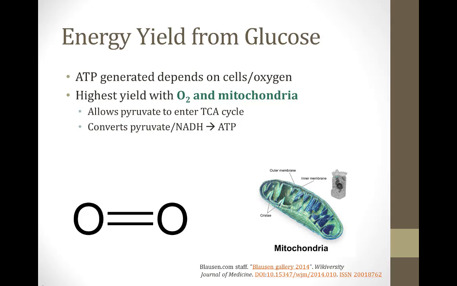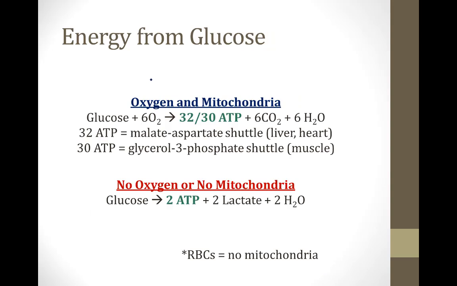Let's talk about how much energy a cell can derive from a molecule of glucose using glycolysis. The number of ATP that are generated depends on whether the cell has mitochondria and oxygen. The highest yield comes from cells that have both oxygen available and mitochondria. This allows pyruvate to enter the TCA cycle and it converts pyruvate and NADH into more molecules of ATP. If a cell contains both oxygen and mitochondria, then that cell can carry out aerobic metabolism, and via aerobic metabolism, glucose plus oxygen can be converted into either 32 or 30 ATPs, plus carbon dioxide and water.